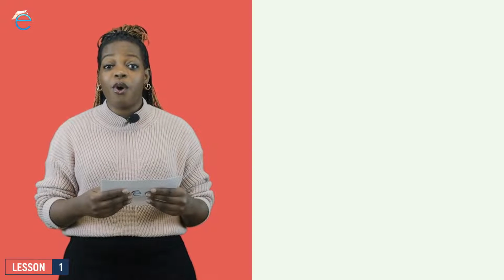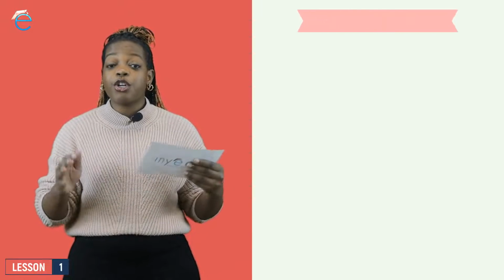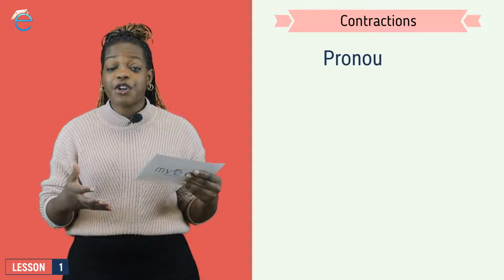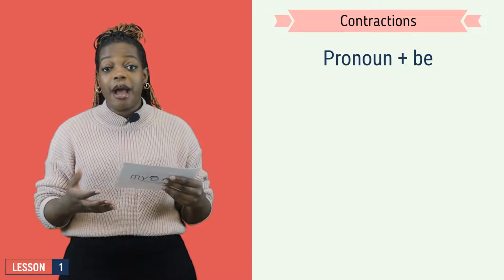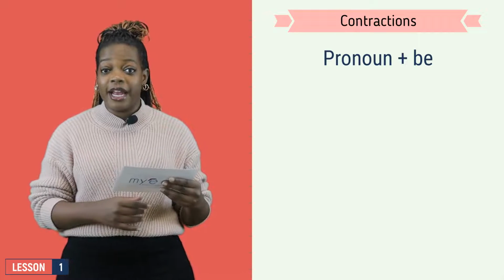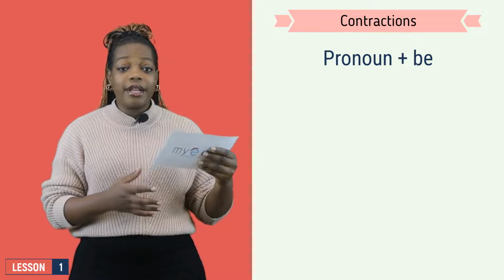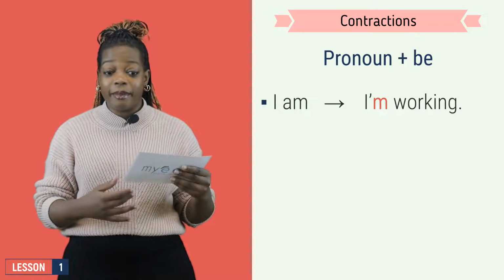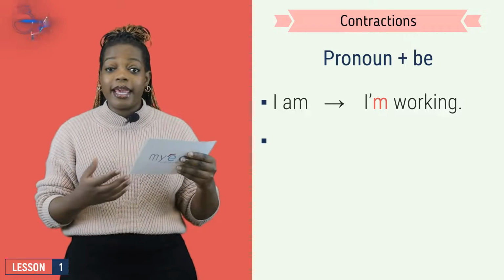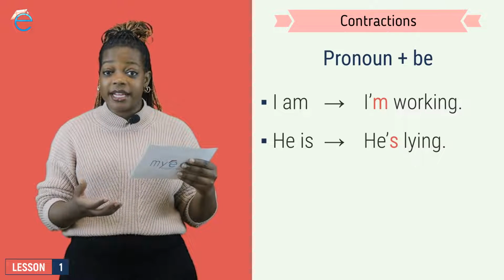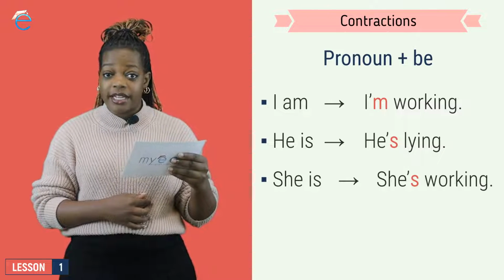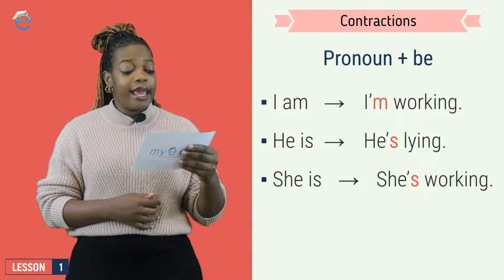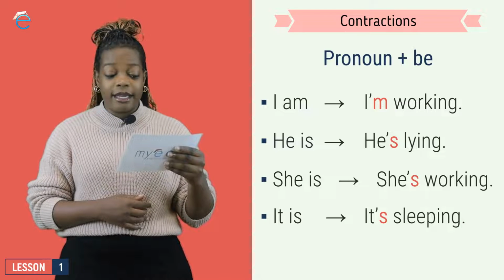Now, with all of these different examples and structures, we saw a lot of contractions, meaning shortened versions. The first group we saw was our pronoun plus be verb, our subject plus be verb, in other words. For example, I am becomes I'm. I'm working. He is, he's, apostrophe S. He's lying. She is, she's, apostrophe S. She's working. It is, it's sleeping.